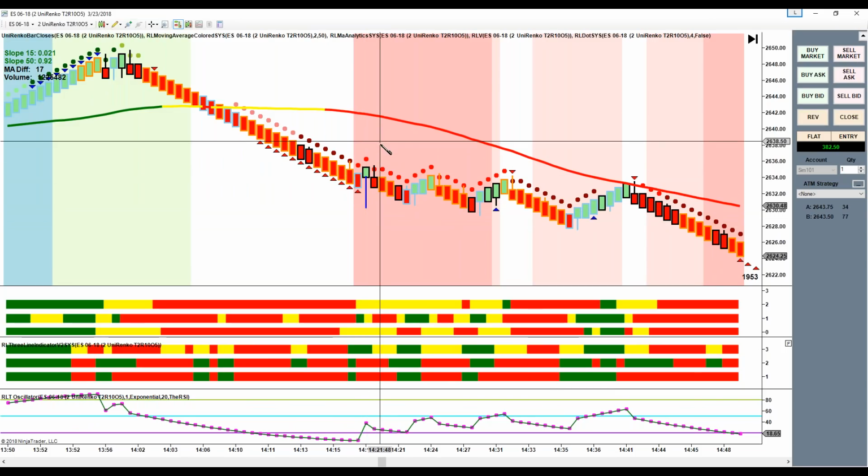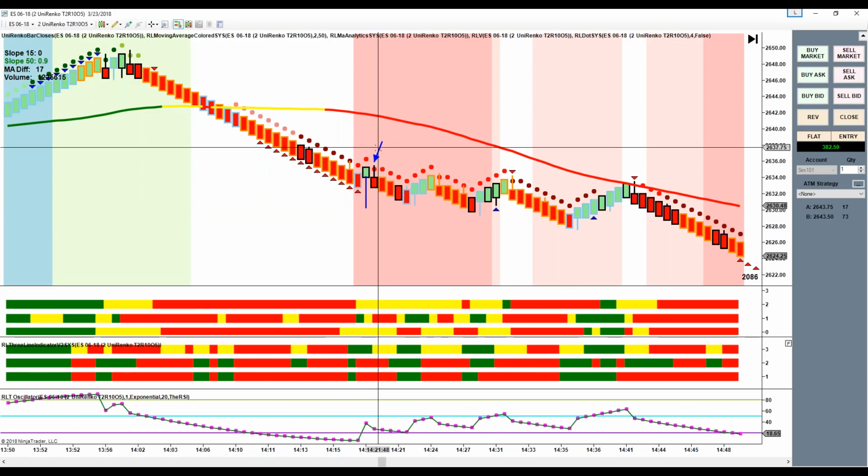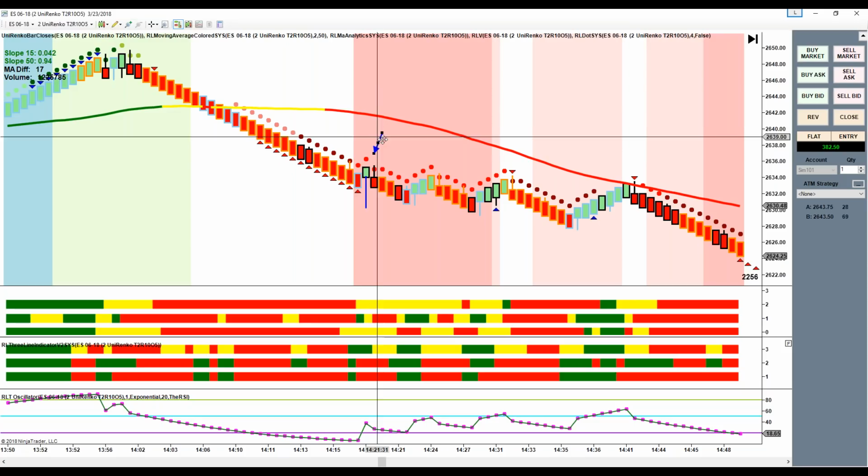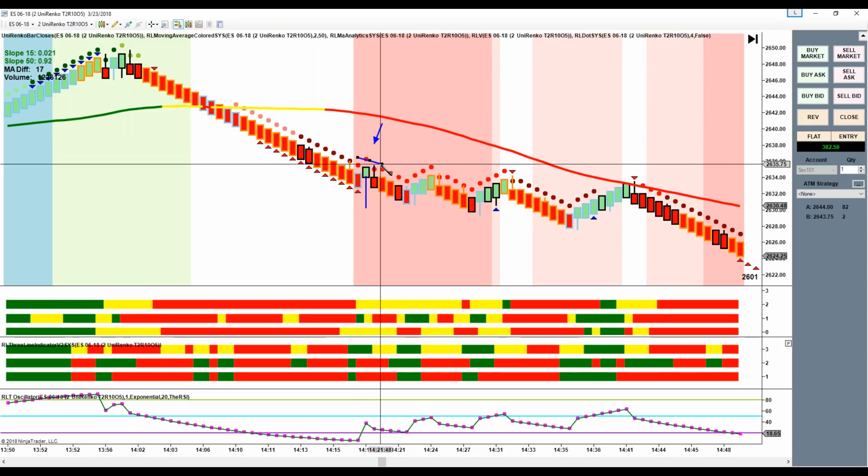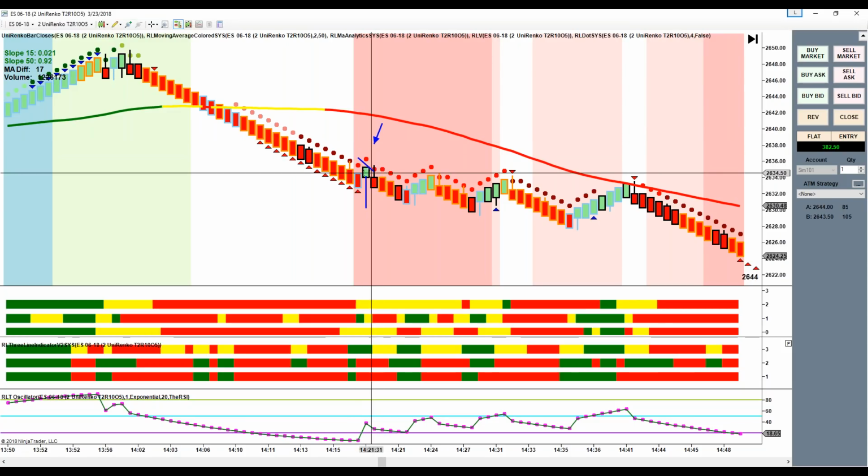Here, you're looking for the continuation short. You're not looking for the reversal, because that dot is going to be present throughout this whole candle formation. As soon as this candle starts to form, you're going to get the idea that that red dot is not going away, even when it's one tick away from closing to the upside.